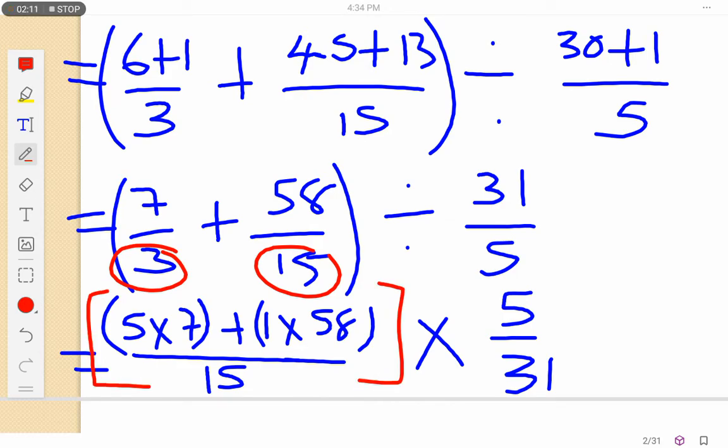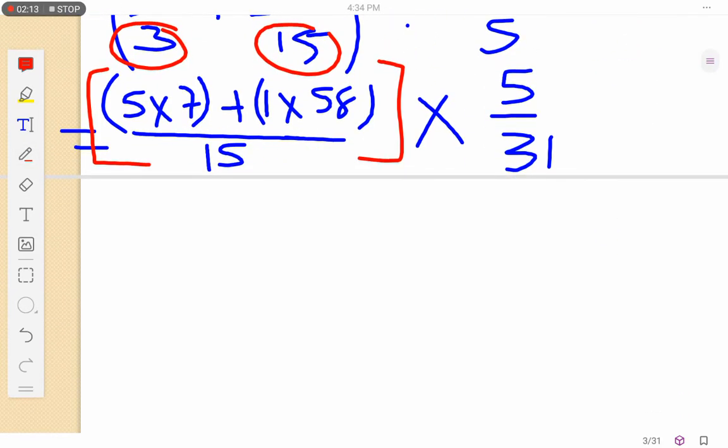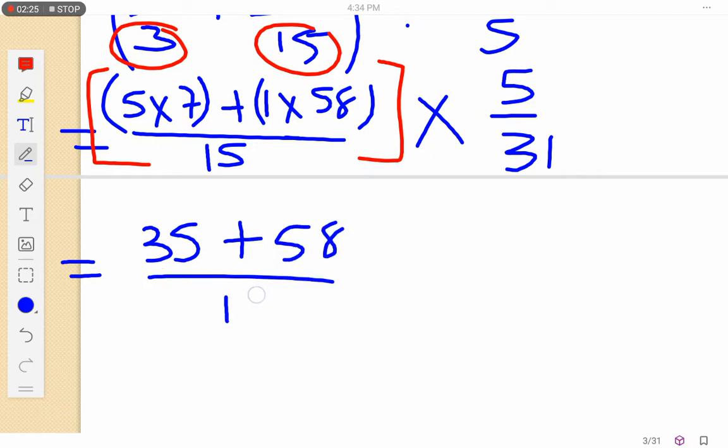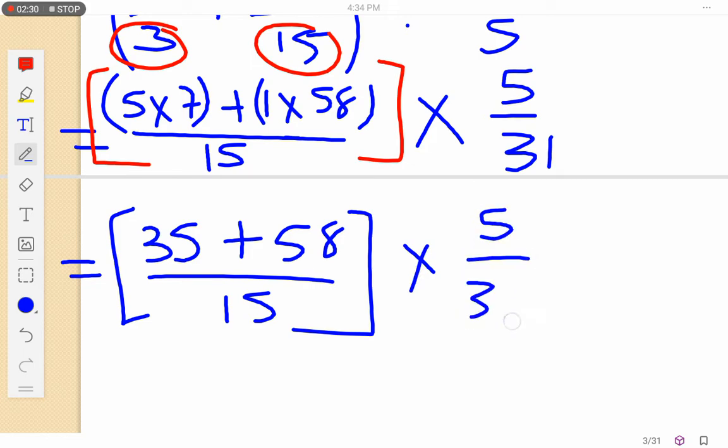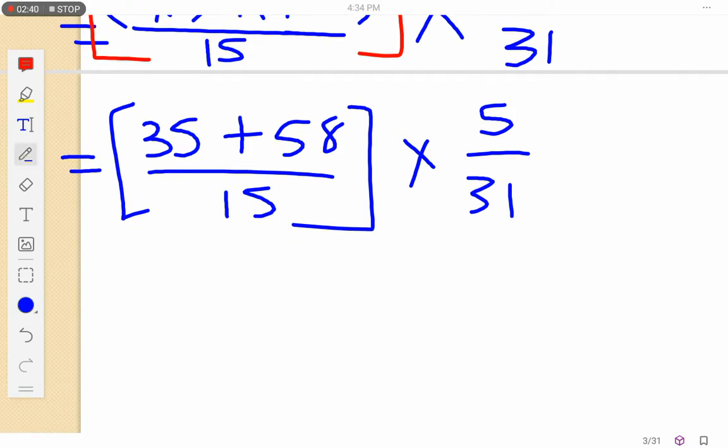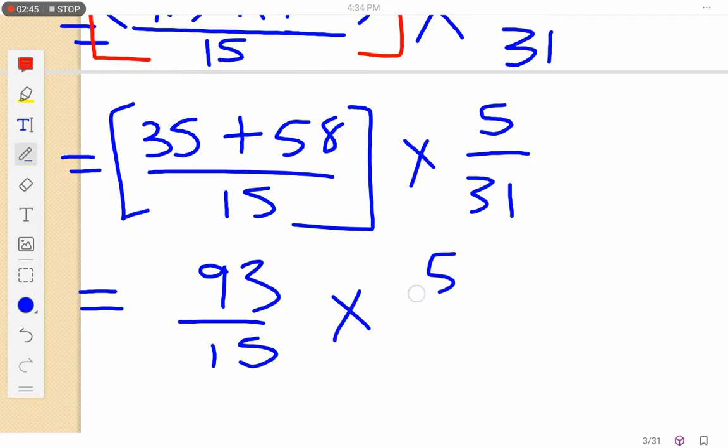Okay, so let's solve that first part on its own first. 7 times 5, what do we get? We get 35. So I've got 35 plus 58 over 15 here. Then it's multiplying 5 over 31. Okay, let's solve. 35 plus 58, we get 93. I'm getting 93 there. This is equal to 93 over 15. So this is multiplying 5 over 31.